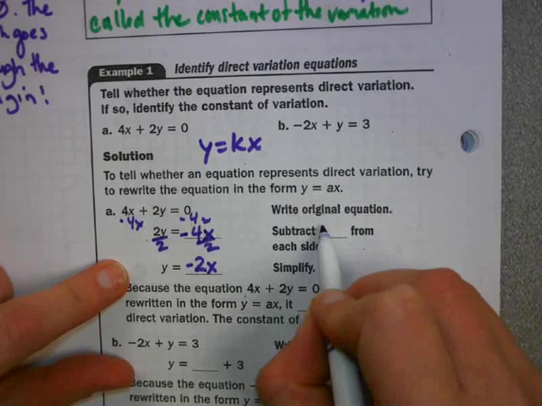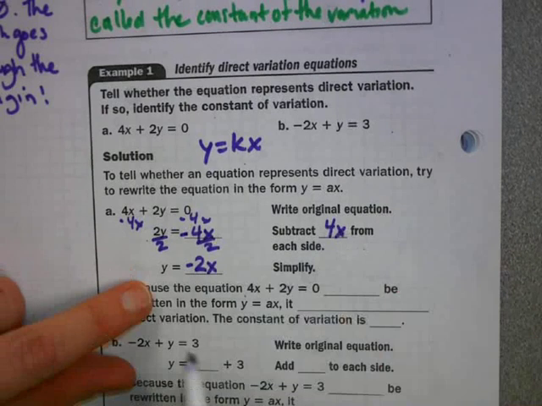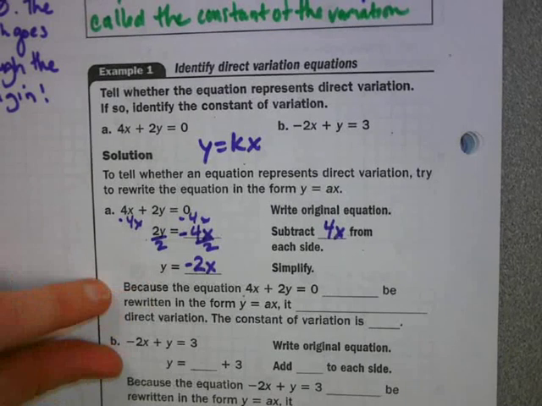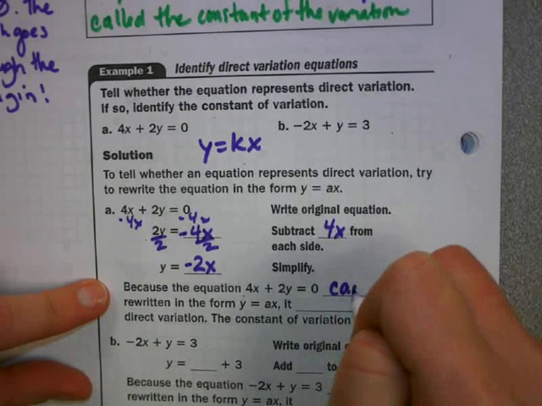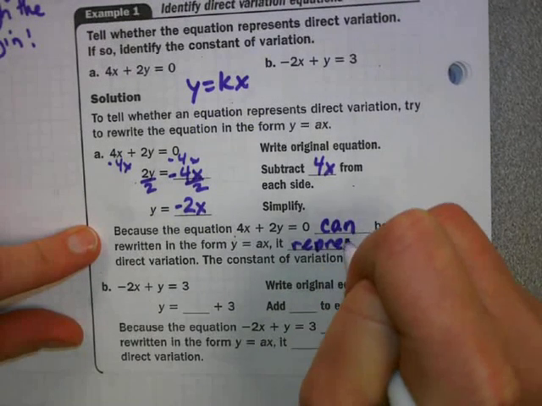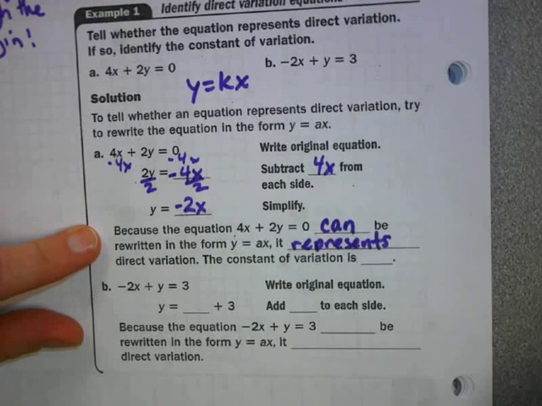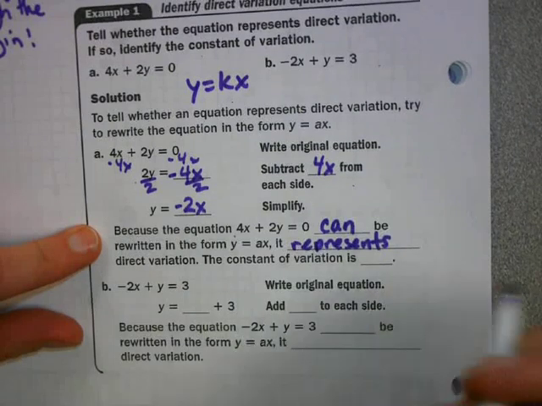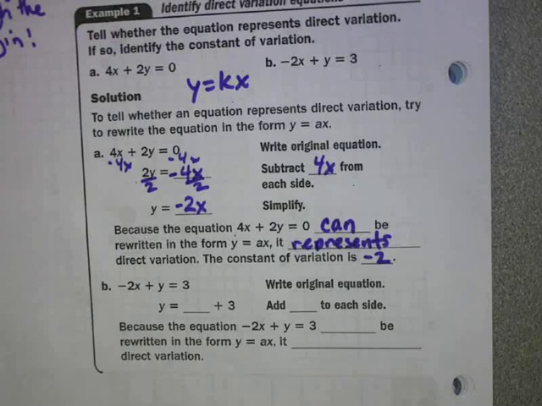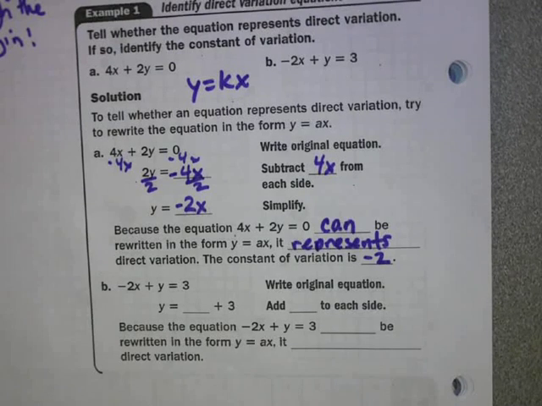To put in our work here, we subtracted 4x from both sides. Now, is this in y equals kx form? Sure it is. So this can be written in the right form, so it does represent direct variation. And that constant is what number? It's negative 2. It could have been a fraction. We could even say negative 2 over 1, but the b is 0. This is going to go through the origin, so it's called direct variation.